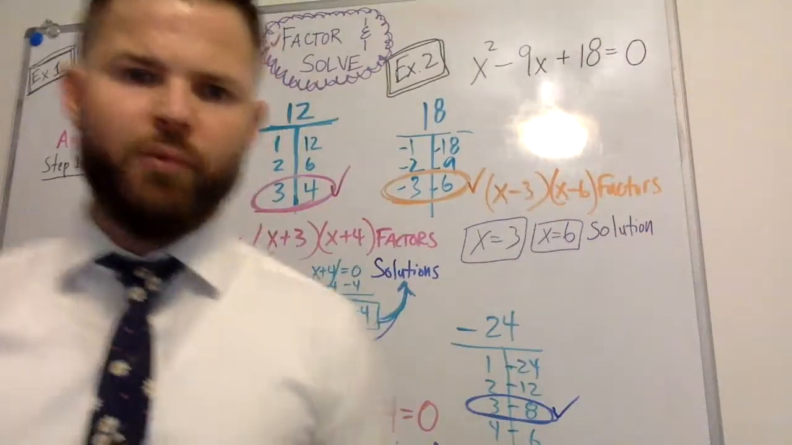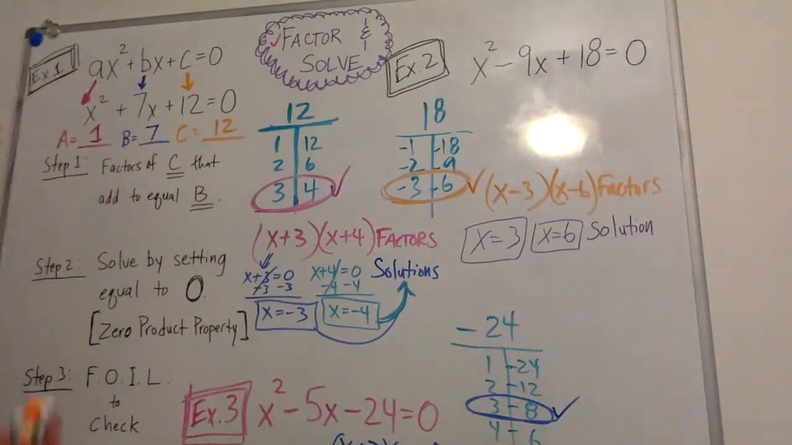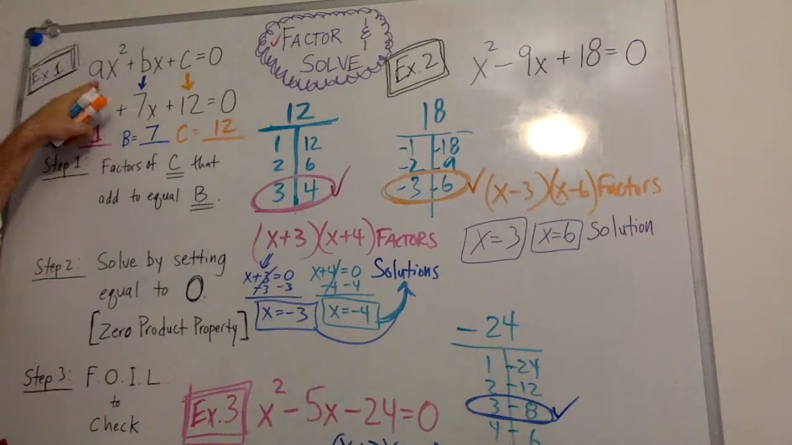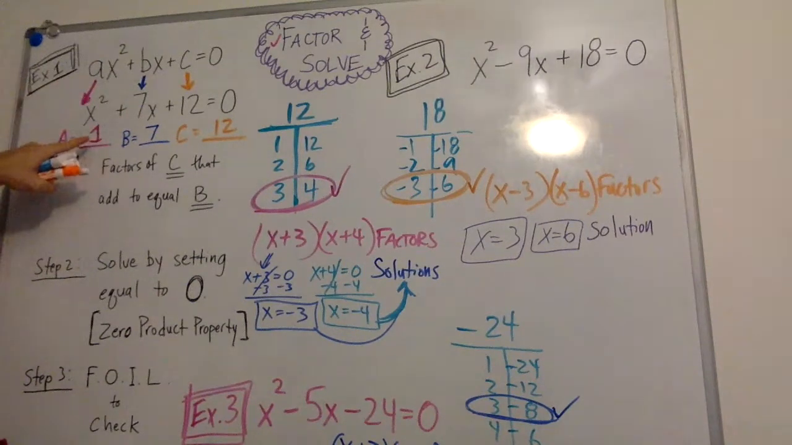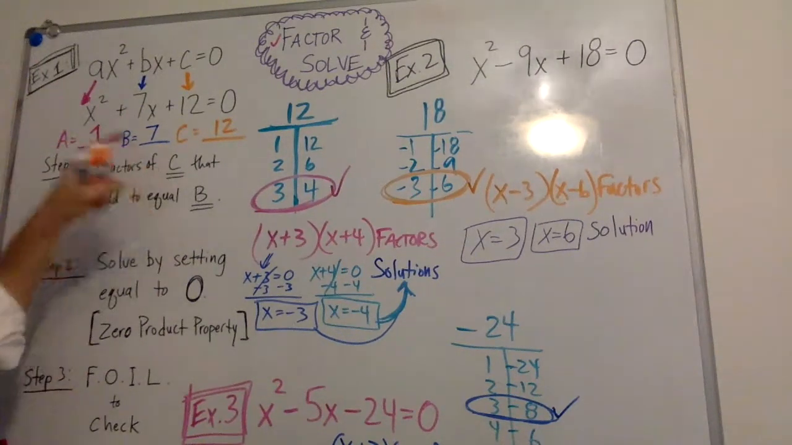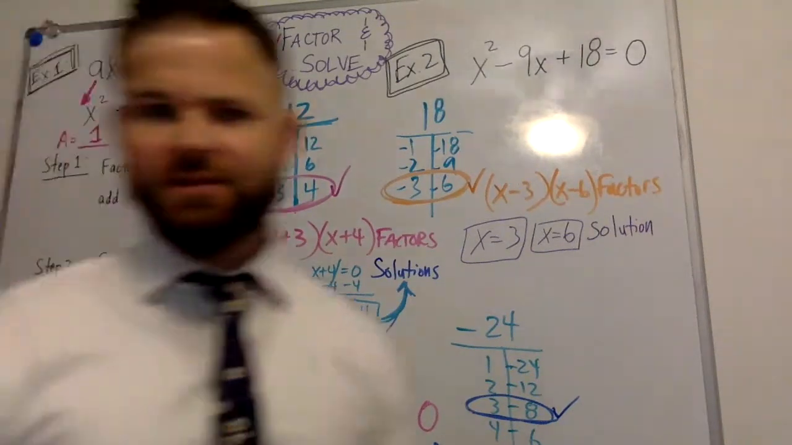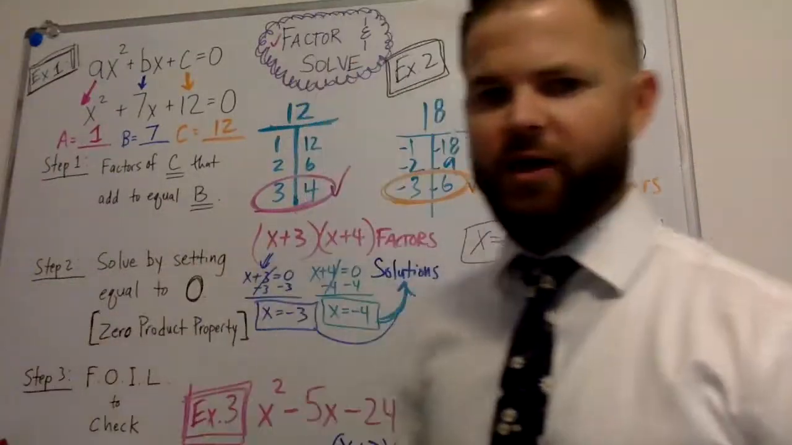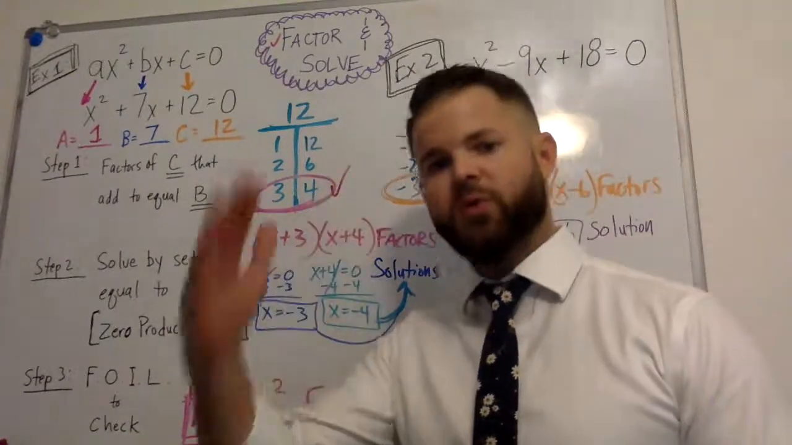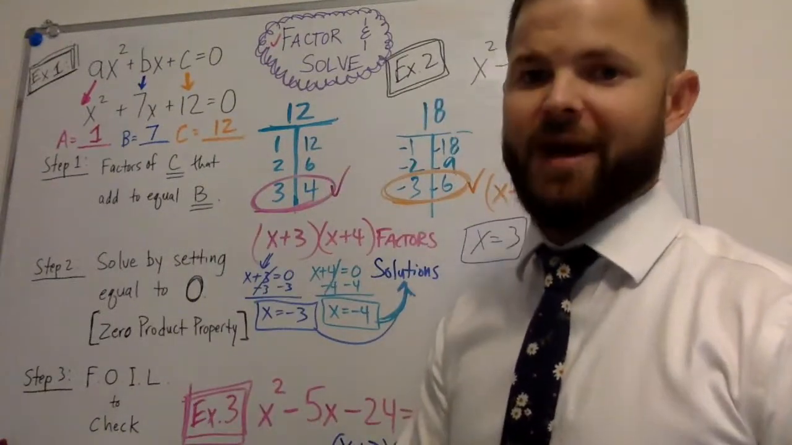So a quick recap. Whenever they ask you to factor and solve and your A coefficient is just a 1, all you have to do is look for factors of C that add up to B. Make your little factor tree, off to the races. We're home free. You're all set.